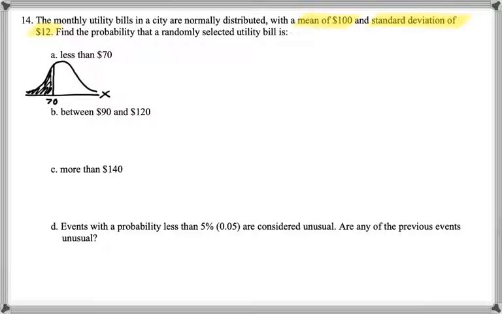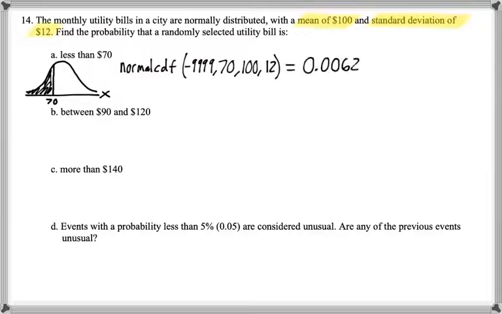So the picture would look like this, and we would type normal CDF. The lower bound is negative infinity, the upper bound is 70, and then we also want to enter in the mean and standard deviation. And this is equal to 0.0062.